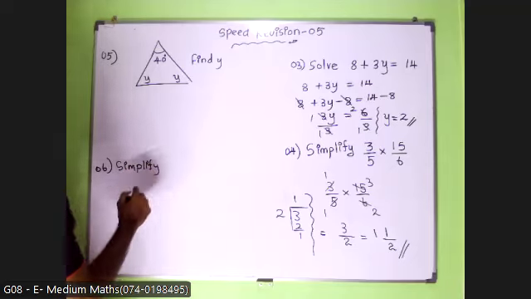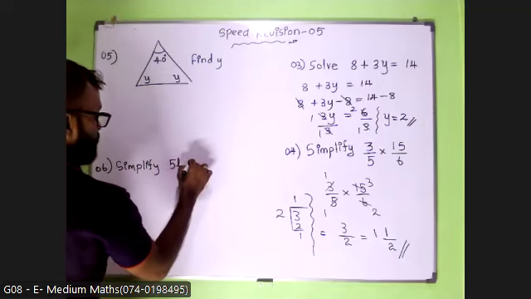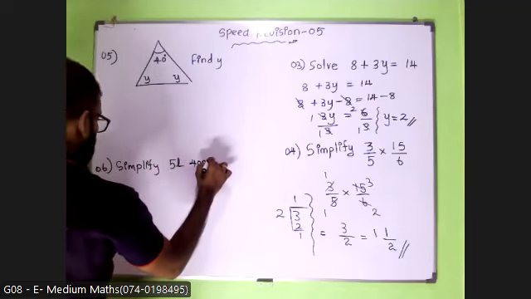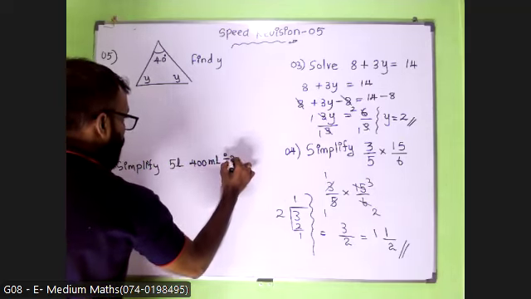Simplify 5 liters 400 milliliters divided by 3.